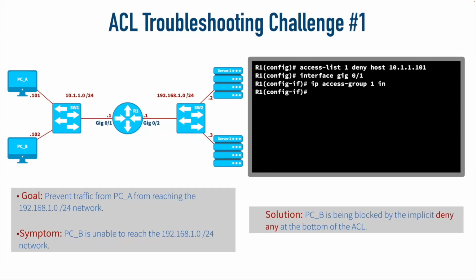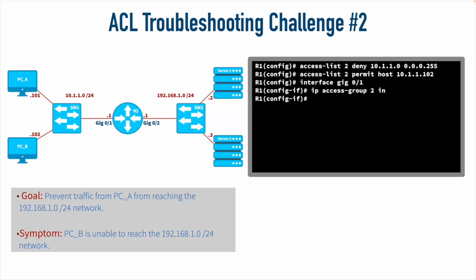And that's what's happening to PCB, which brings us into our next troubleshooting challenge. We've got the same topology, the same goal, and the same symptom. And in the configuration, you can see that I learned my lesson from our first issue, and I realized, oh yes, I need to permit PCB. So take a look at that second line.